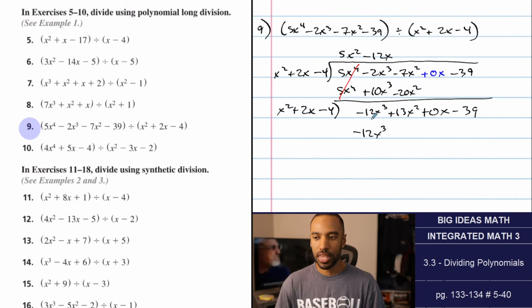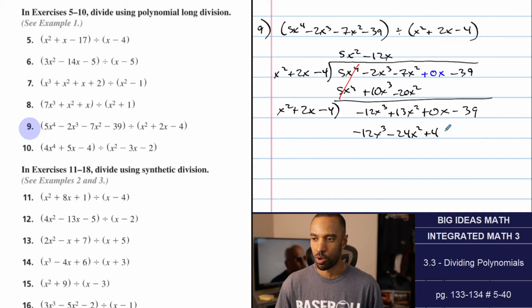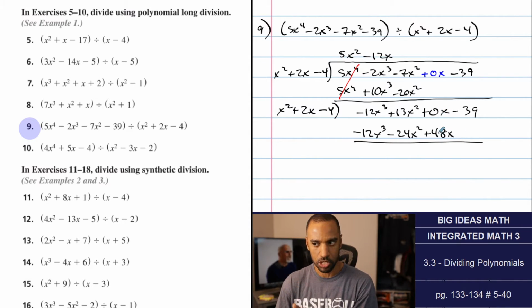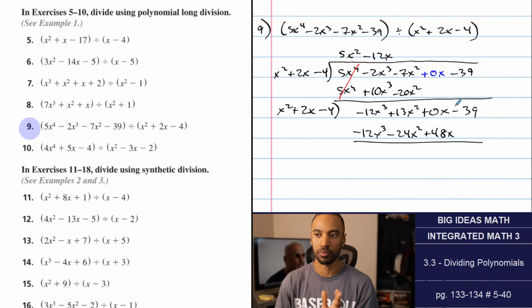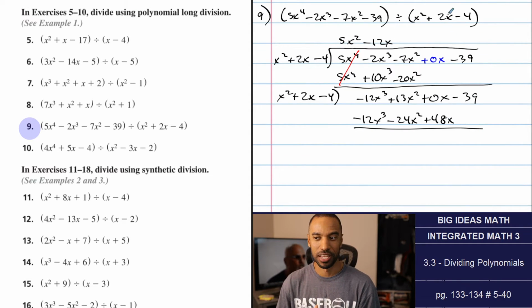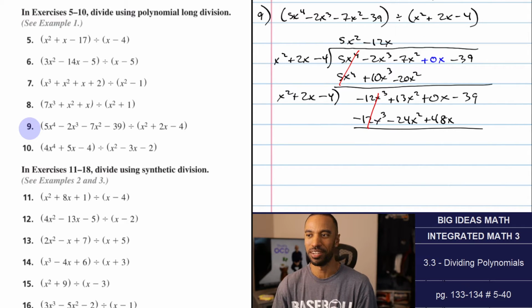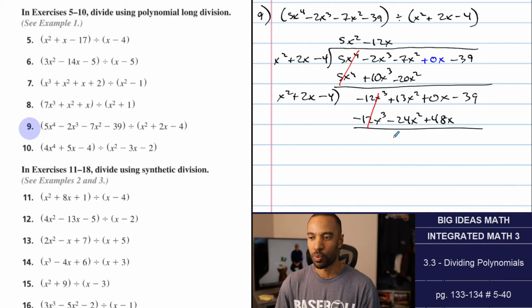And remember, this should end up canceling when you do that. But 2x times negative 12x and negative 4 times negative 12x. This is where that placeholder is going to be nice because you know that these two combine, not these two. You should know what combines and doesn't because x's are there versus not, right? You only combine like terms. 13 minus negative 24 is 37. 0 minus 48 is negative 48. Negative 39 comes on down.